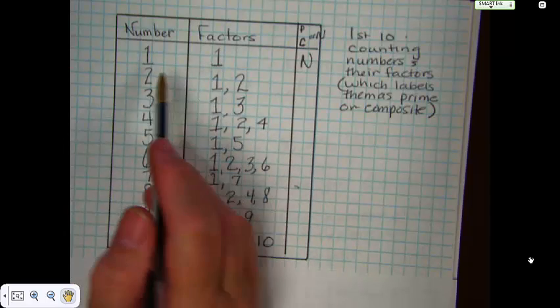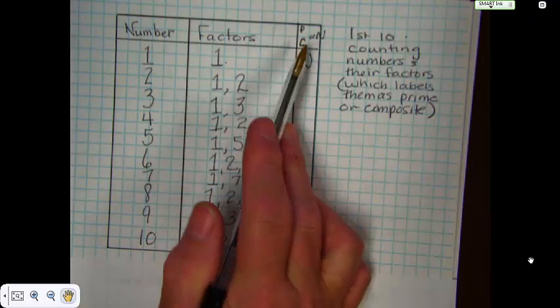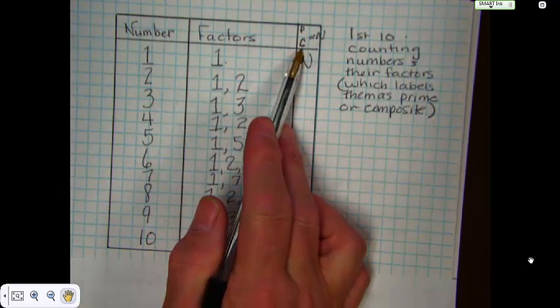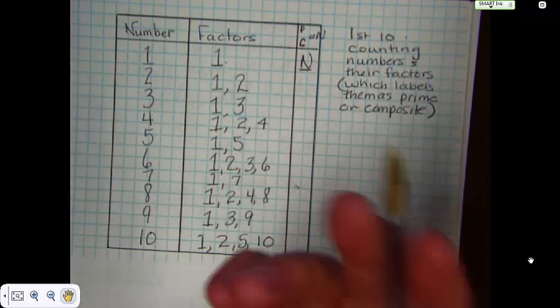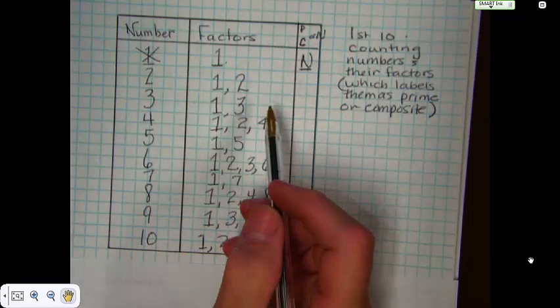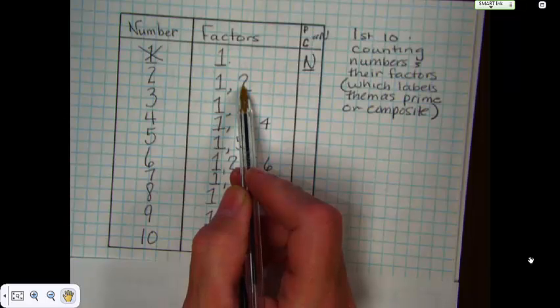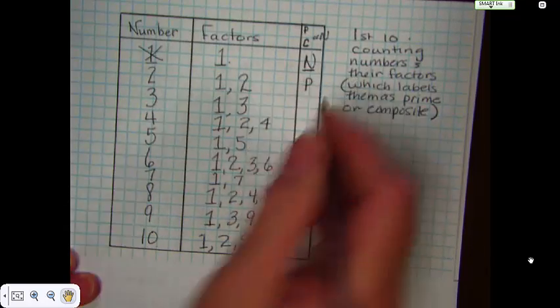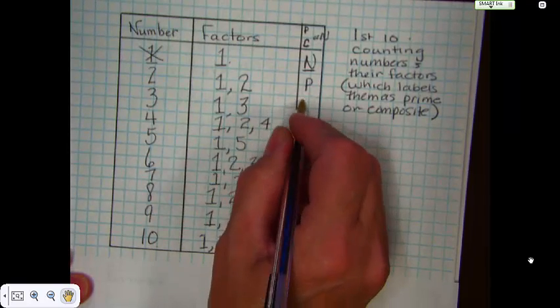Now, if you notice, 1 only has one factor, itself, period. So it doesn't qualify as a prime number, it doesn't qualify as a composite number, and so we're going to just say it is neither. So we really can't count it as either one of those. Okay? 2. Now, the only way we can get 2 is to take 1 times 2. Now, if you remember your definition of a prime number, it has only 2 factors, 1 and itself. So 2 is prime. 3, 1 and 3. No other way to get 3, so it is prime.